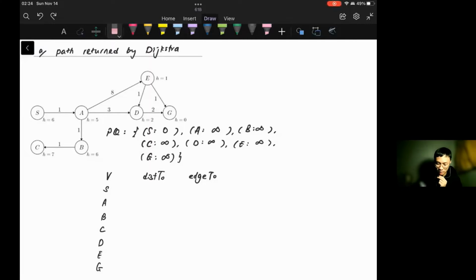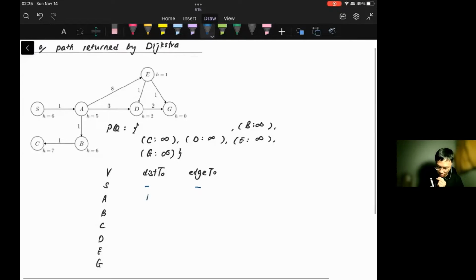As mentioned, S will be popped off first since it has the smallest distance value, or it's just the start itself. After that, since A is the only node that's connected to the start, only the value of A gets updated to 1. And again, it will be popped off since it is the closest to the start. So it will have distance of 1 and edge to will be S.